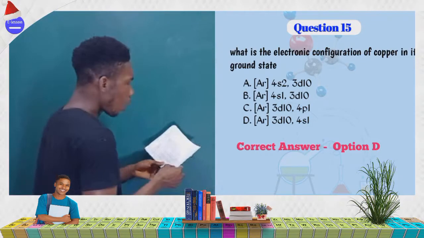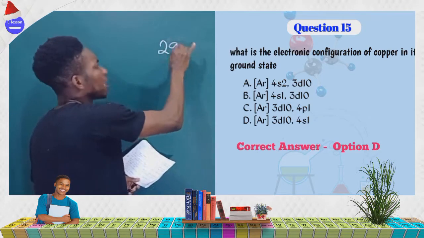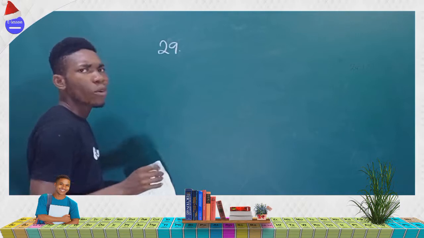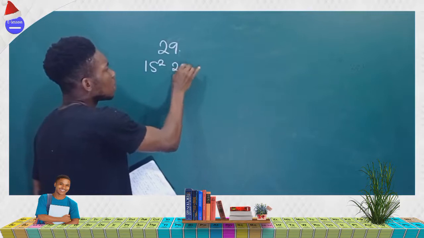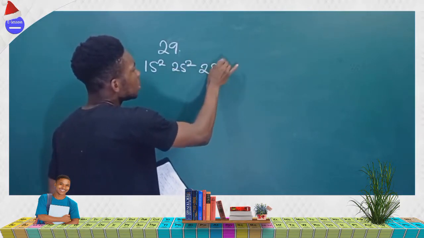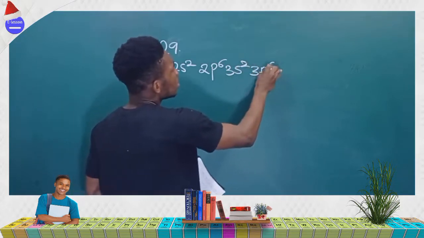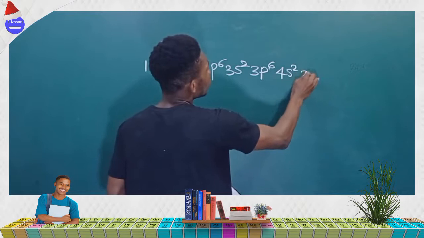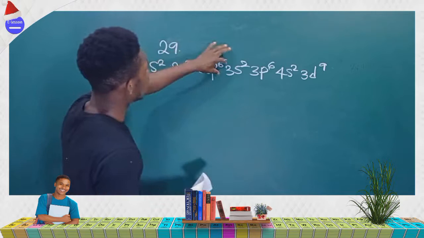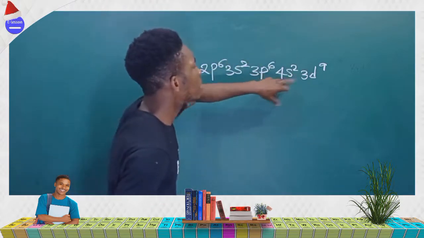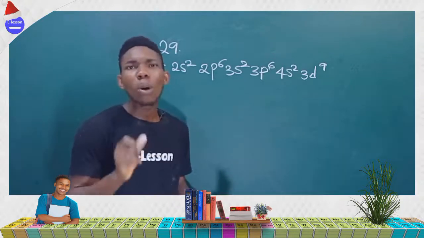For instance, copper has atomic number of 29. Now, writing the electronic configuration for copper, you have it as 1s2, 2s2, 2p6, 3s2, 3p6, 4s2, 3d9. Let's count: this is 10, 10, that's 20, 29. By convention, this should be the electronic configuration for copper.